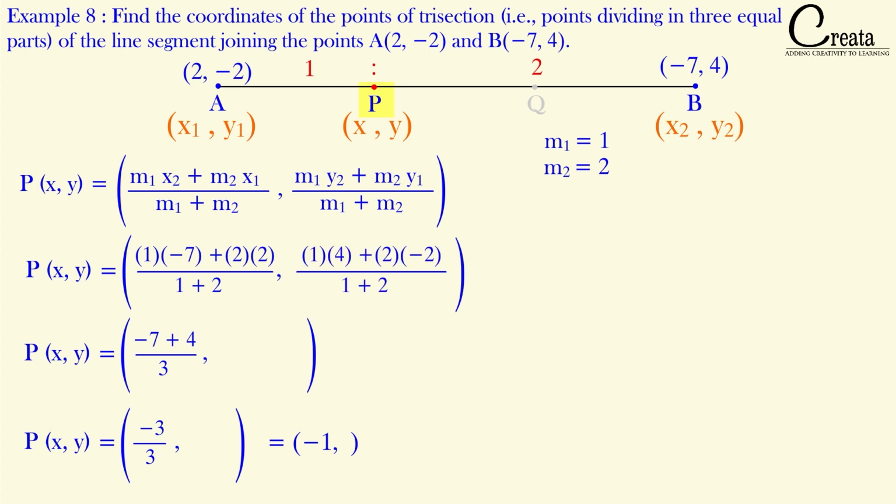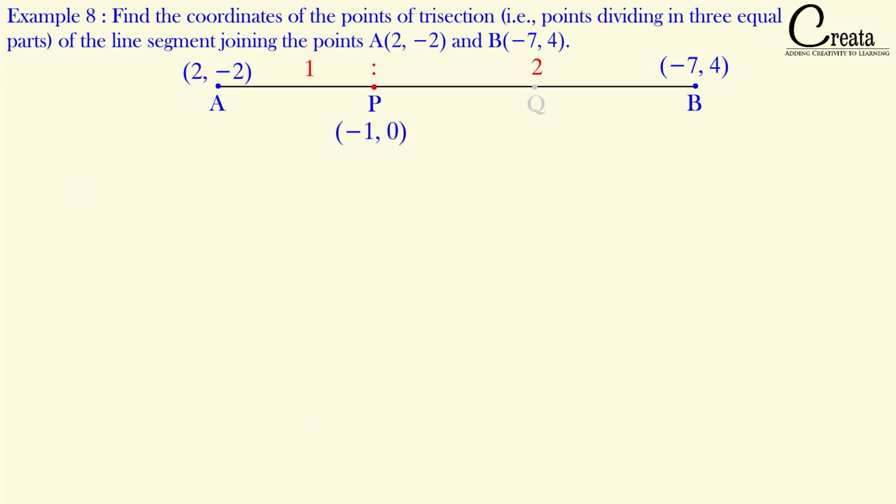Further, let's find the y coordinate. Let's put the values and solve it. We got the y coordinate as 0. So we got the x coordinate as -1, the y coordinate as 0. That is, the coordinate of point P is (-1, 0). So we have got the coordinate of the first point P.